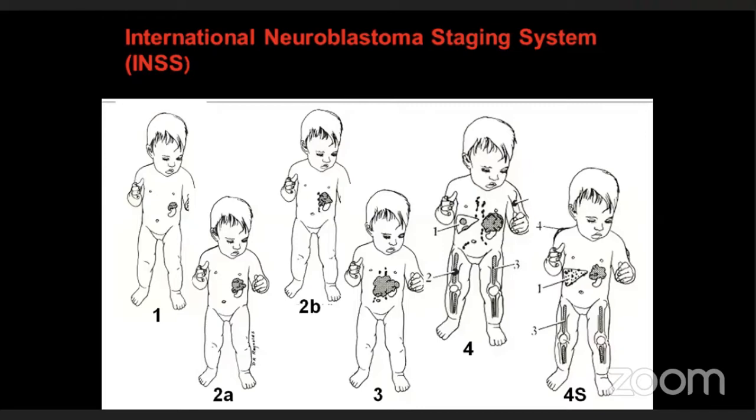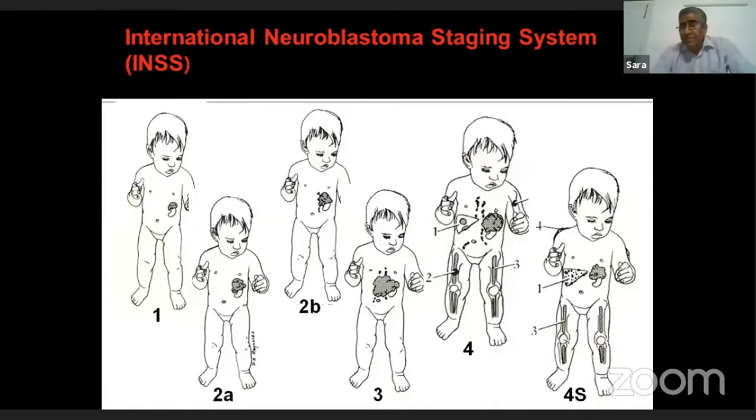Then there is stage 4S. And stage 4S is typically seen in infants or children less than 18 months of age. And here, this has very good prognosis and spontaneous regressions are known. So it is different from stage 4, which is very bad. Stage 4S is very good.